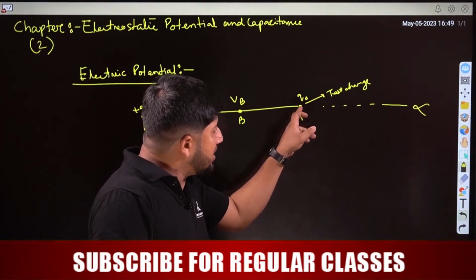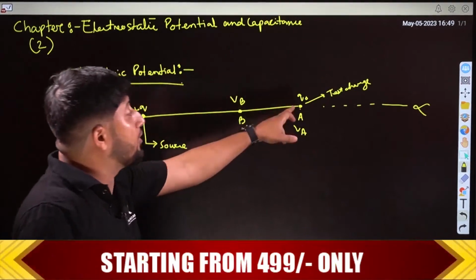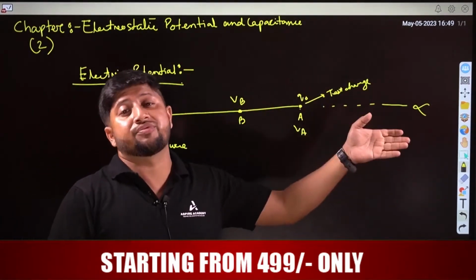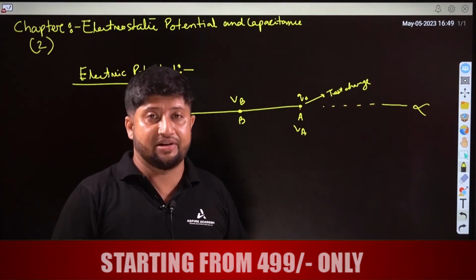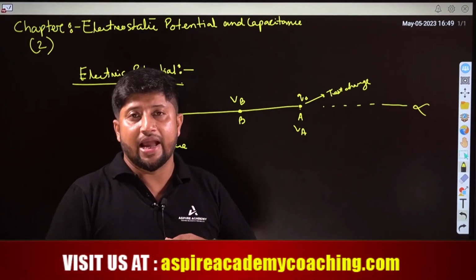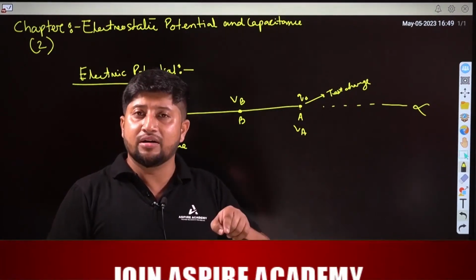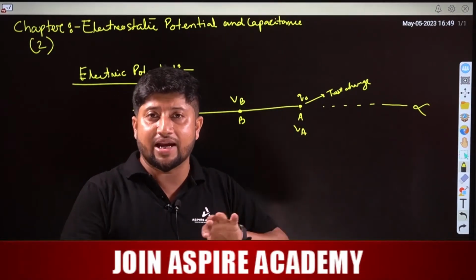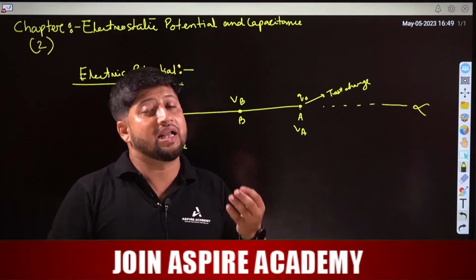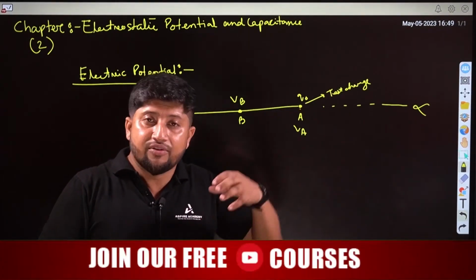Now the diagram is the same, but earlier we talked about potential difference. Here the amount of work done in bringing a unit positive charge from infinity to that point against this electrostatic force is called electric potential. So potential difference is the work done from one point to another against the electrostatic force, and electric potential is the amount of work done in bringing a unit positive charge from infinity to that point.